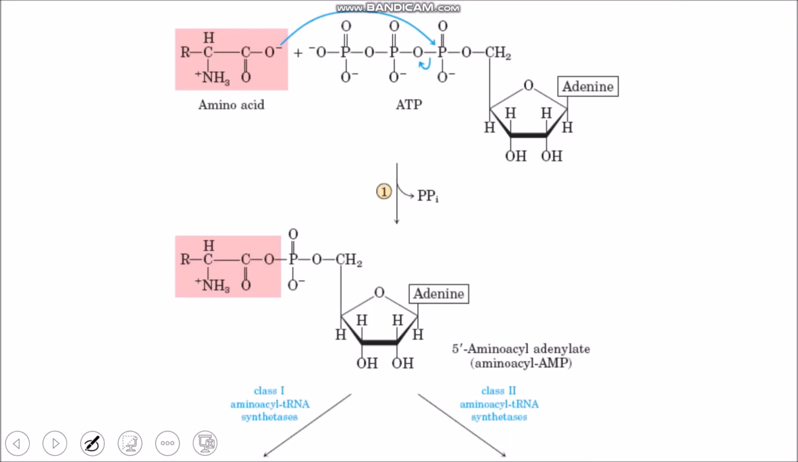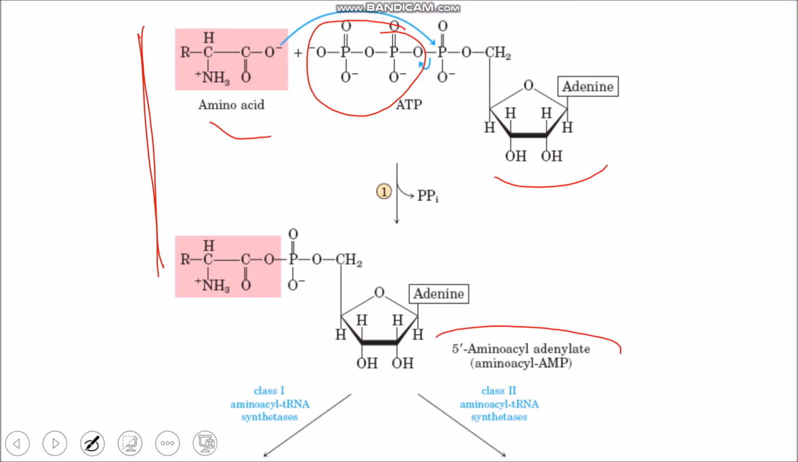In our cells, there are two types of aminoacyl-tRNA synthetase. For both classes, the first reaction is common, where the amino acid reacts with ATP, beta and gamma go off, and we get aminoacyl adenylate, meaning aminoacyl AMP. This is common for both class 1 and class 2 synthetases. Now we will see how class 1 happens and how class 2 happens.